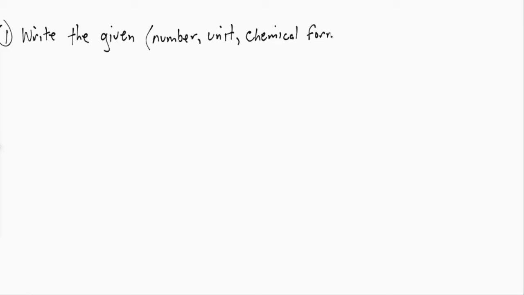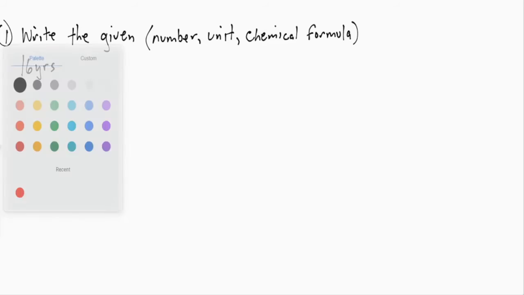Okay, so step 1, write the given. Everybody can do that. It's very simple. Look in the problem. You're looking for a number. You're looking for a unit, whether it's grams or volts or lumens or moles, whatever it might be. If you're doing chemistry problems, you're looking for a chemical formula also, whether it's an element or a compound. That's important. You want to write all that stuff down. That's the given. In our problem, 16 years was the given, so we'll just keep this going so we can follow along with how we did the problem.